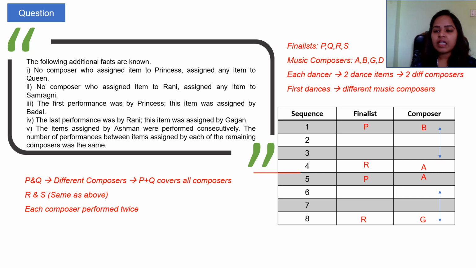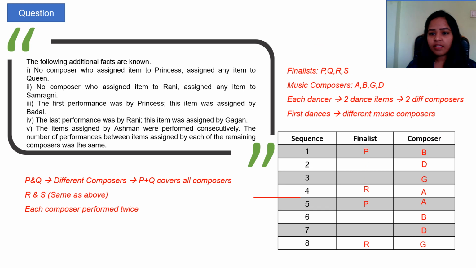at sequence 3. It is possible only if this set of 1, 2, 3 repeats itself at 6, 7, 8, right? So from this we can clearly understand that B comes at 6 as well and G comes at 3. So the only composer who is left is D, which comes at 2 and 7. Now once this is done, let us now look at the information which we did not use till now.